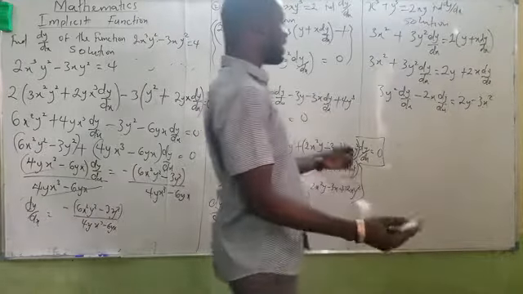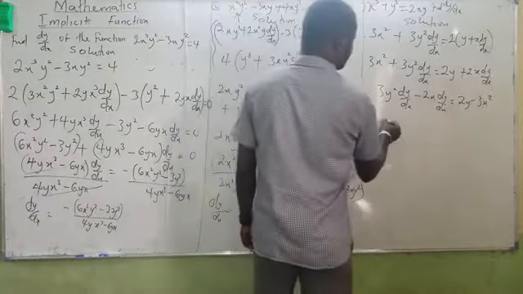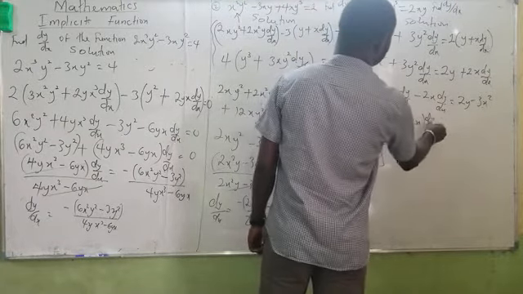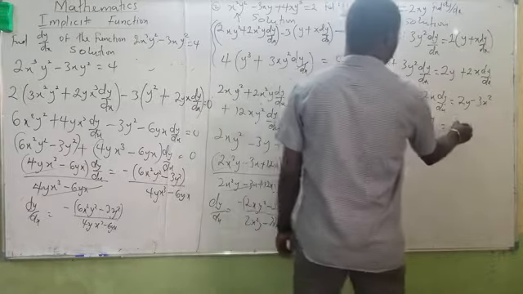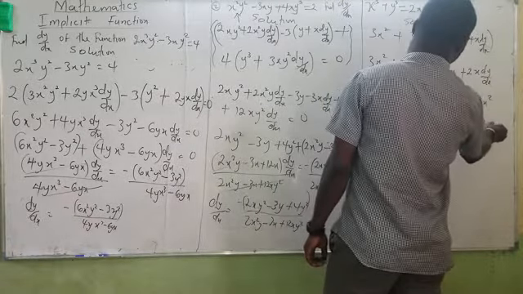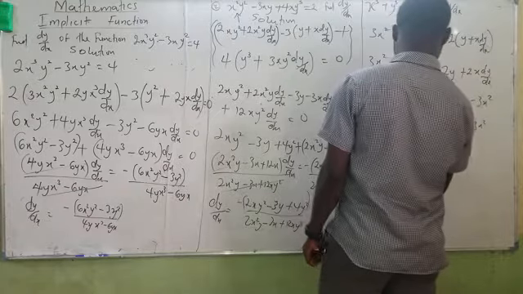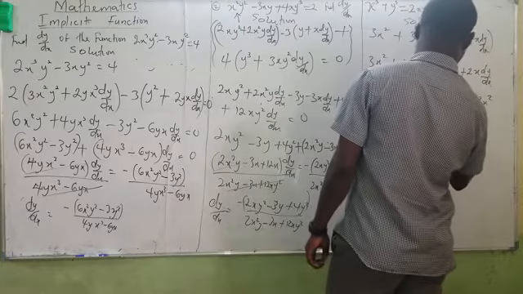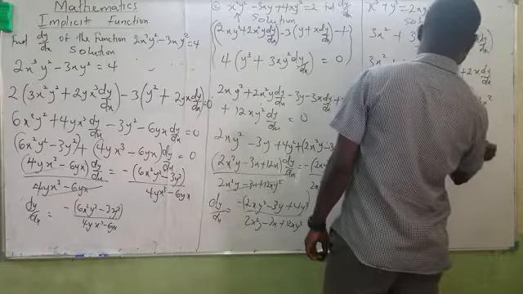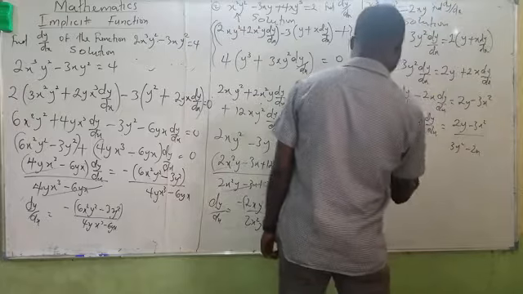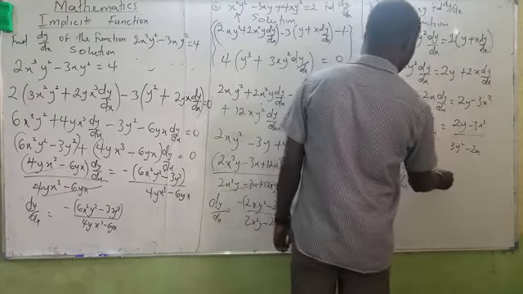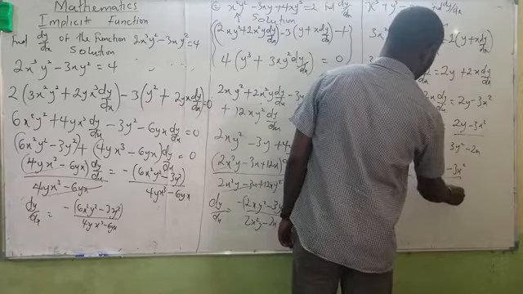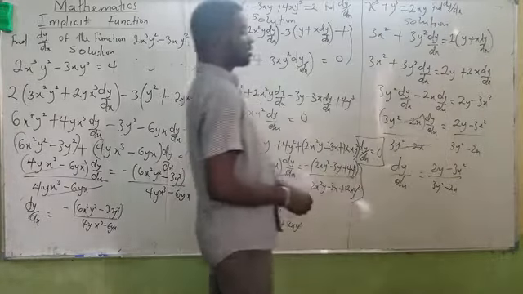I think I just collect like terms. Now I can say that (3y squared minus 2x) dy/dx equals 2y minus 3x squared, which I will divide both sides by 3y squared minus 2x. This will cancel this. dy/dx equals (2y minus 3x squared) divided by (3y squared minus 2x). Now, that is all about that.